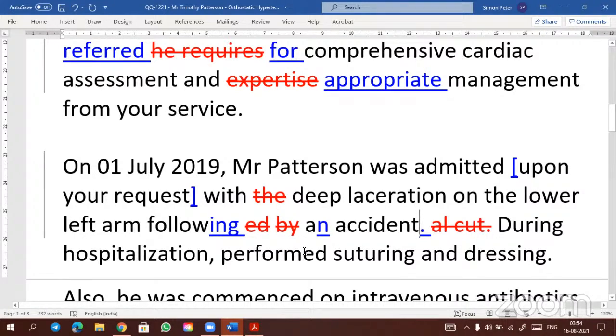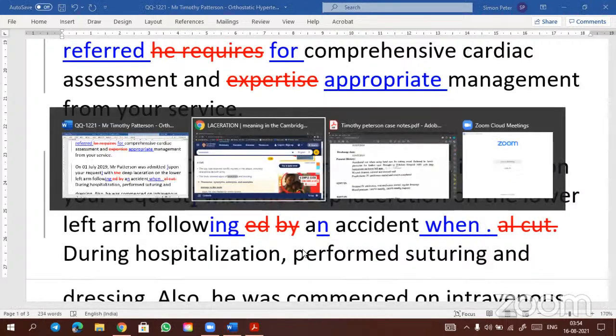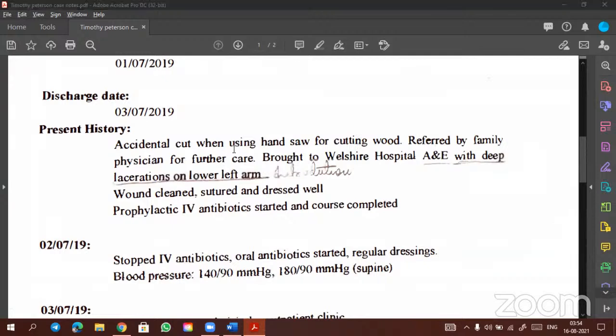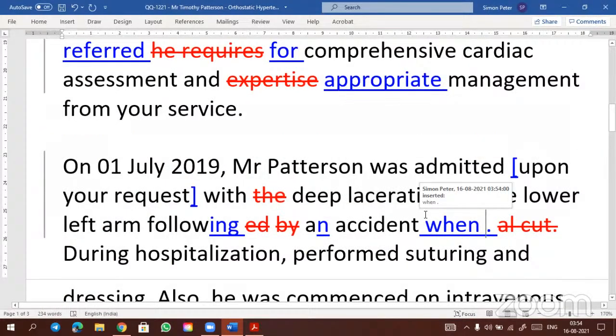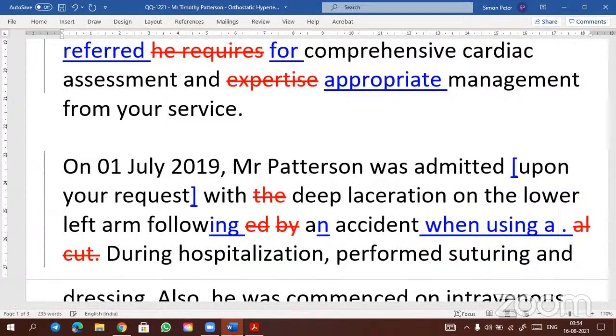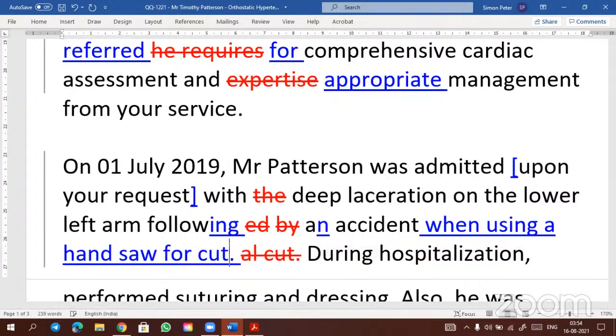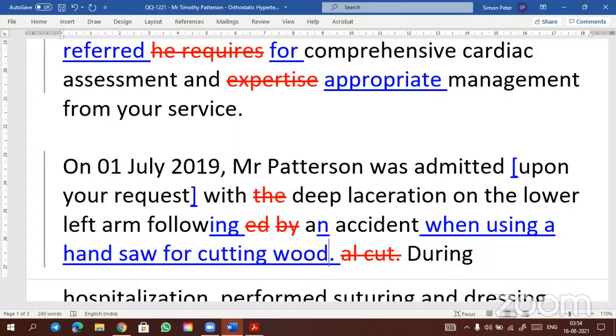Yes, this accident happened when using a handsaw for cutting wood. So you could have used that one. When using a handsaw for cutting wood. Okay, so we can modify that one. On 1 July 2019, Mr. Patterson was admitted with a deep laceration on the lower left arm following an accident when using a handsaw for cutting wood.